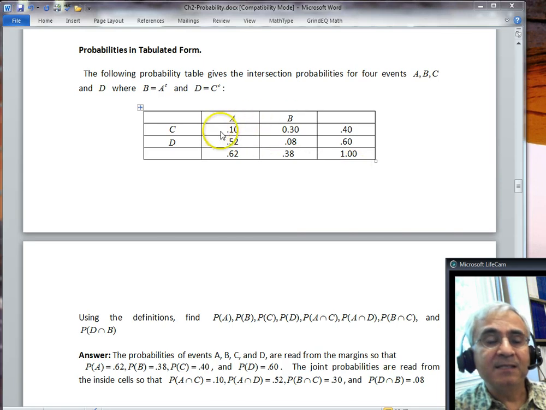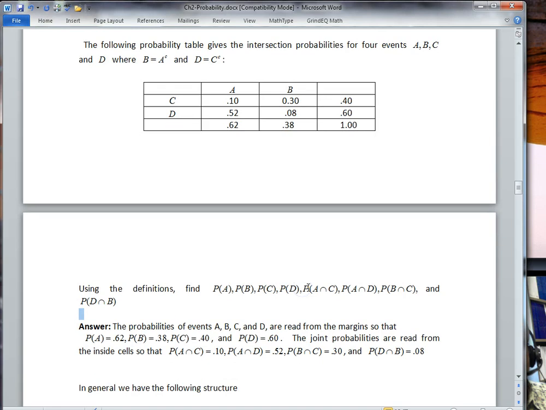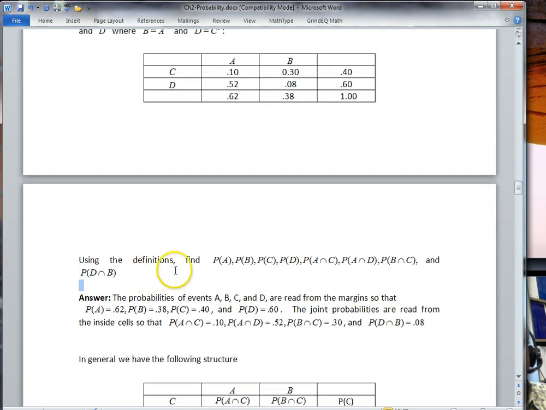And what I have inside here, these are called joint probabilities. That's the probability of A intersection C is 0.1. Probability of B intersection C is 0.3. Probability of A intersection D is 0.52, and probability of B intersection D is 0.08. So that's what it is, and that's what the question here is. Using the definitions, find the probability of A, B, all of these, and that's what we want over here.